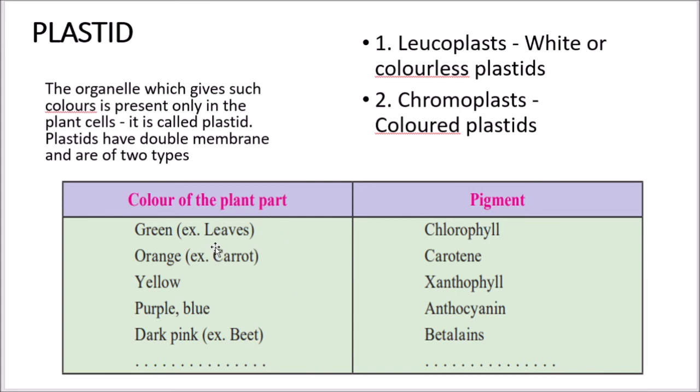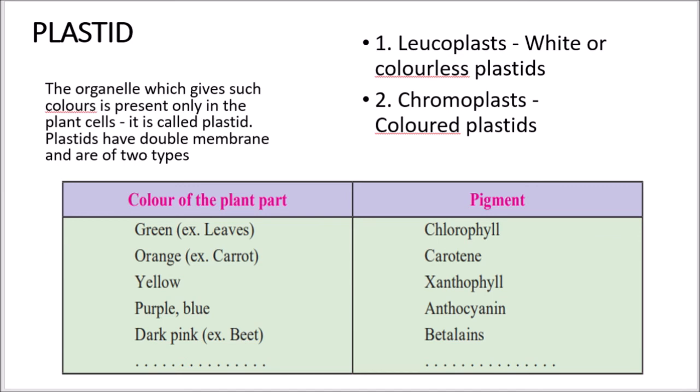Green color in leaves is chlorophyll. Orange color in carrot, the pigment is called carotene. Yellow color is given by pigments like xanthophyll. Purple and blue are anthocyanin. Dark pink in beet is betalains. So these are the pigments which give various colors to the plant.